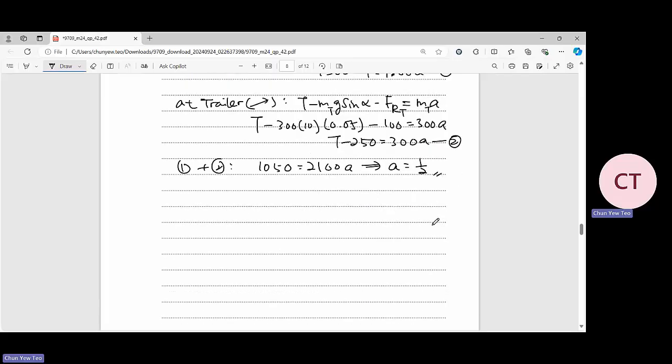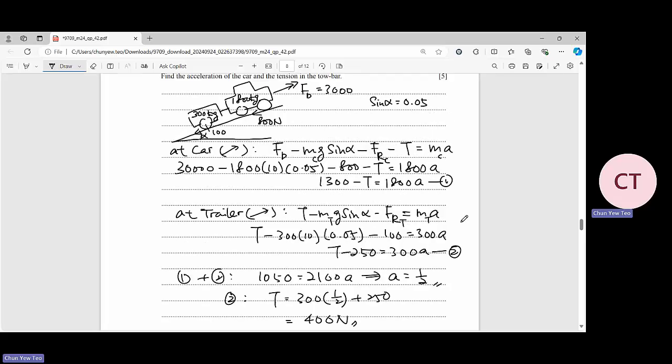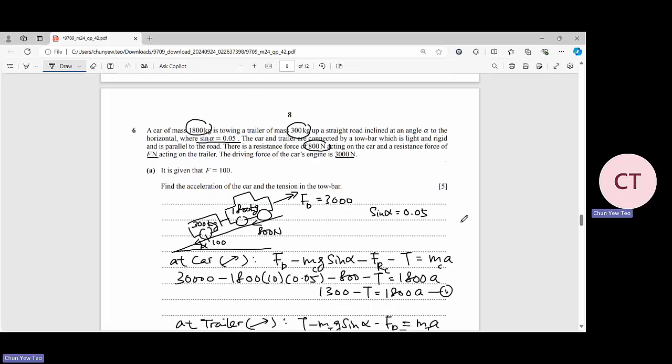So now we move on. We need to find the T. To find the T, I just put into the second equation. T is equal to 300a plus 250. Press the calculator, you get 400 Newton. Done. So this will be the answer for question number 6A.